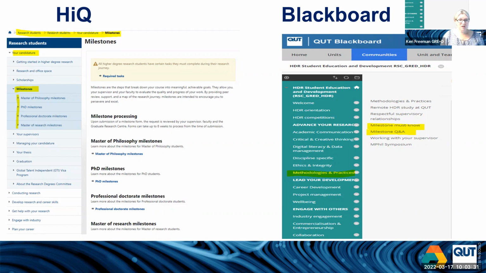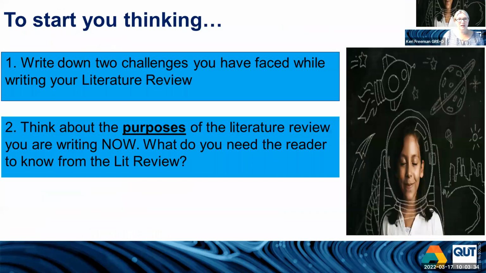All right, so just to get you thinking, a couple of questions to jot down and just be thinking about as we go through these beginning stages here. What are some challenges that you've faced so far while you're writing your literature review? If you can think of a couple, just jot them down because that's something you're going to talk about in your peer discussion. I've also got a question in there about thinking about the purposes of the lit review. We're actually going to go through that quite deeply today. So just think about what you think you need the reader to know from your lit review. And then as we go through, you'll be able to double check and make sure that you're on the right track.